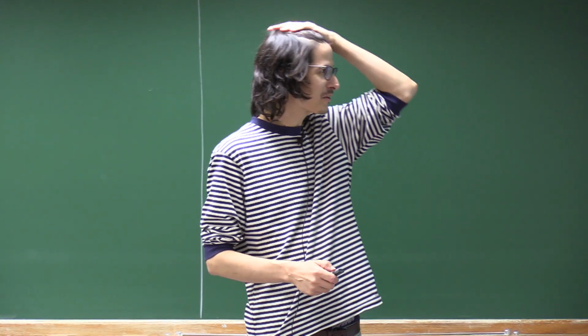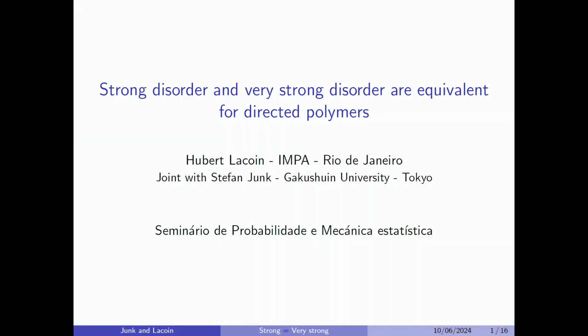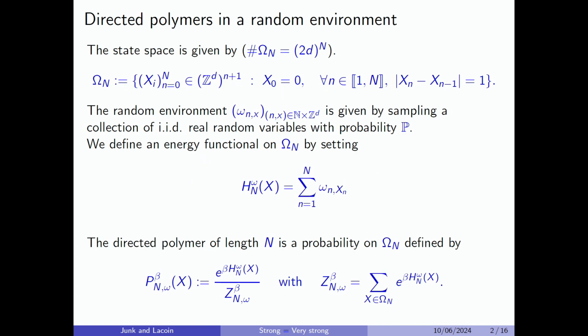What I'm going to talk about is directed polymer in a random environment, and this is joint work with Stefan Jung from Tokyo. Okay, so let me introduce the model. Directed polymer in a random environment is a model of statistical mechanics.